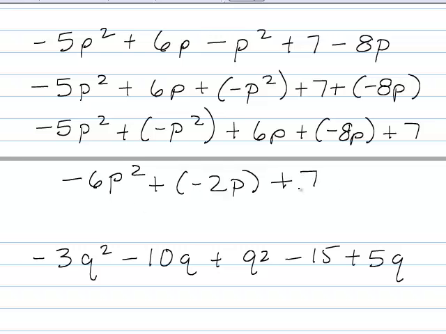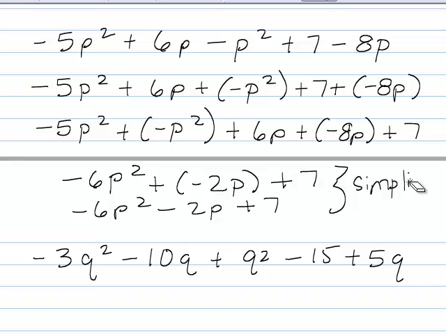This is a fine way to leave this. We could also change this back to subtraction: negative 6p squared minus 2p plus 7. And this is simplified. So these two are the same, and it depends on how you prefer to leave it. But this is simplified. Okay, we can leave this either way, as in the parentheses as plus the negative, or we can change it to subtraction. Both of these are simplified expressions.